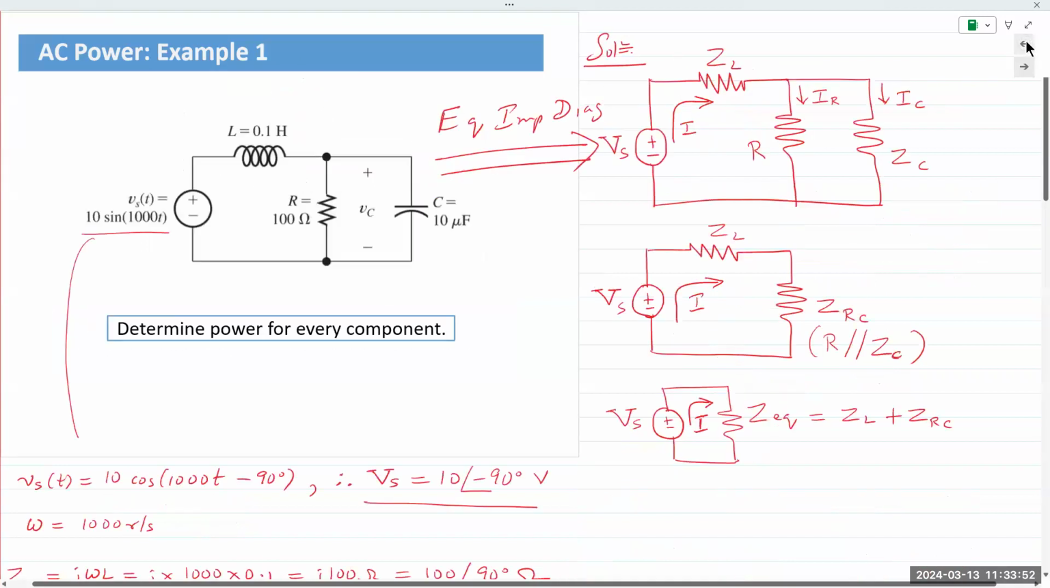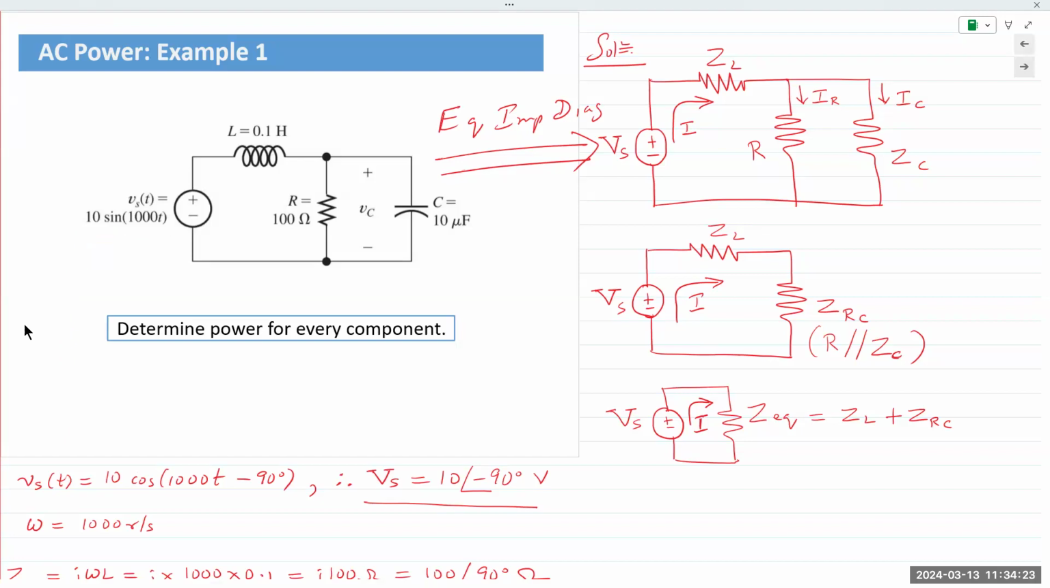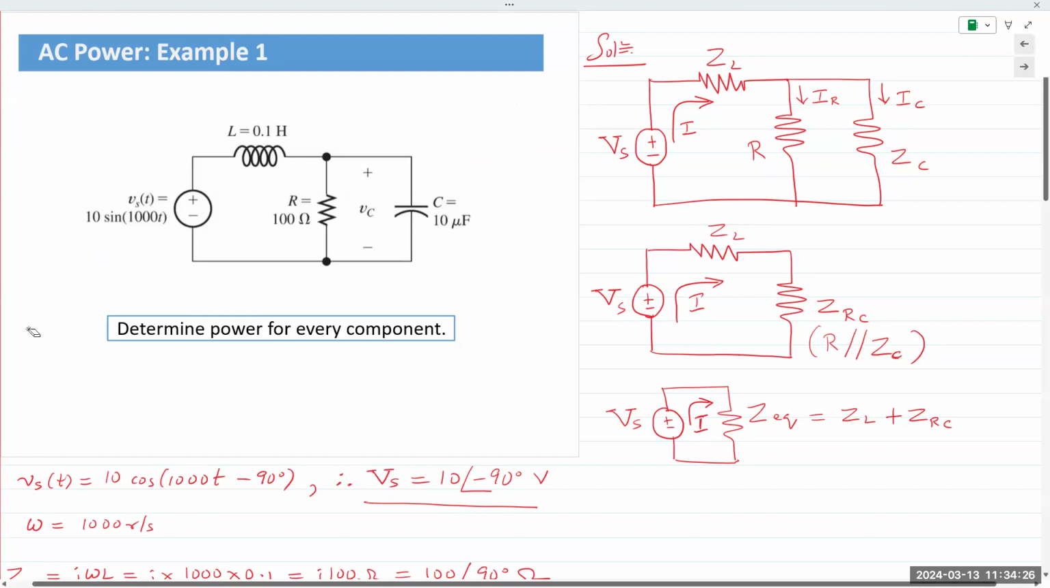All right, example 1. The reason I put my annotated slides on here is so that students can follow along as I explain. You can take notes about the explanation, but do not spend time trying to write everything down. The whole point of putting this on here is because this is a long explanation. So I want to get started on that. The example here is an RLC circuit, and you're simply asked to find power for every component.